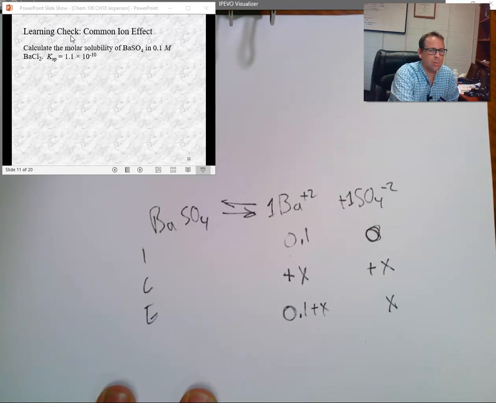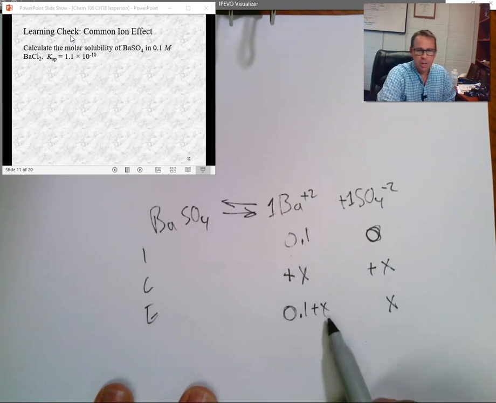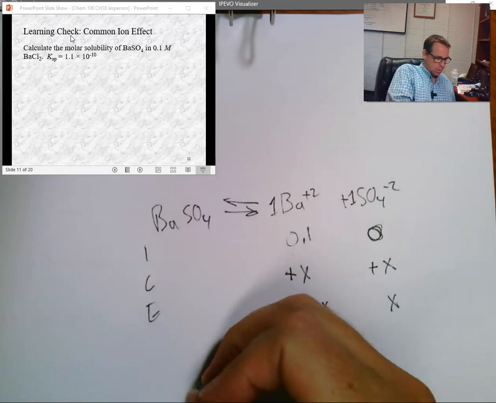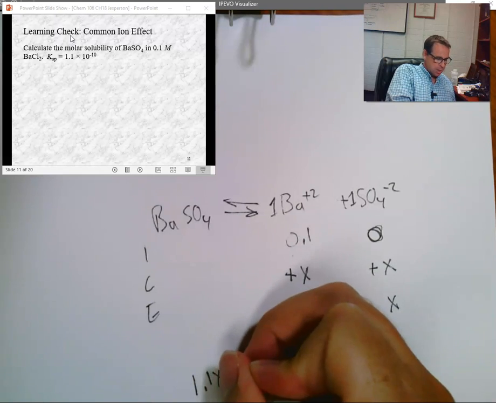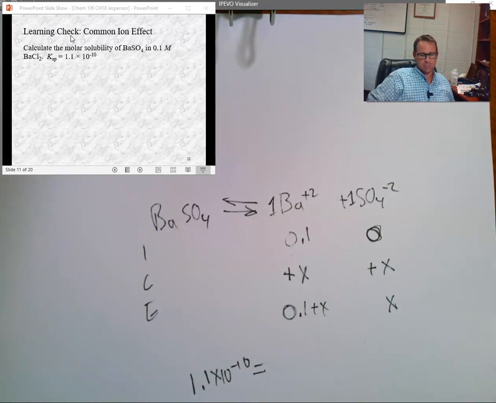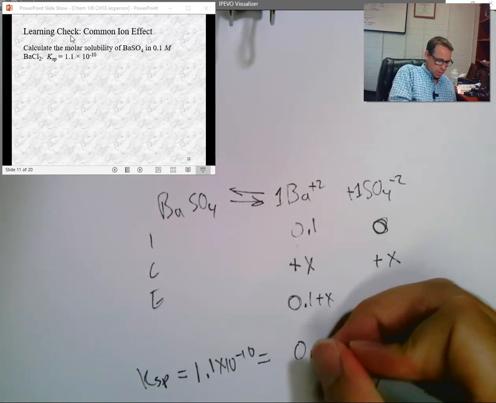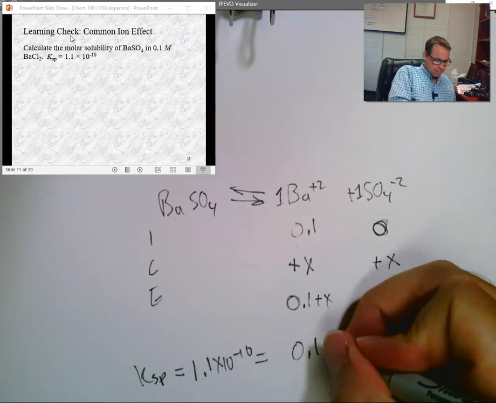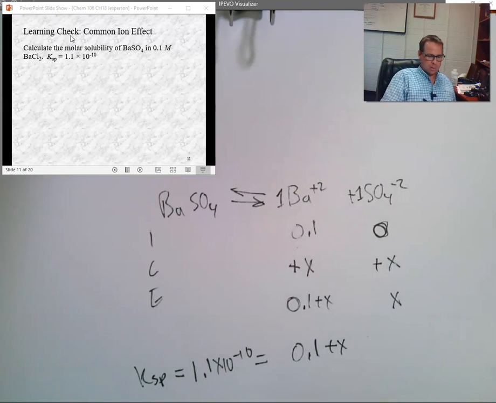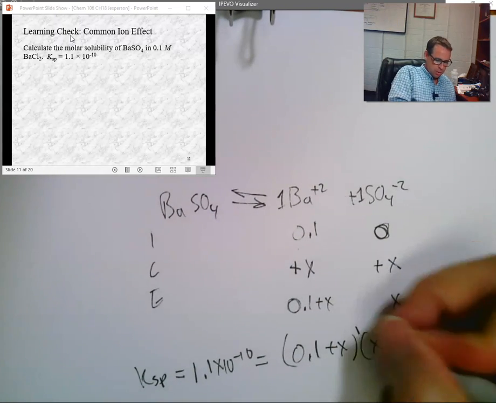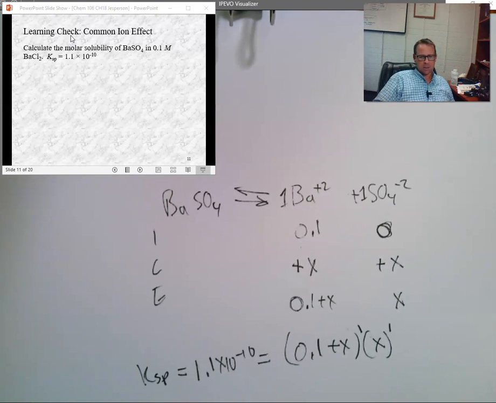And now, how can we solve for x? How do we find out what x is? What's next, Camille? Do you use the Ksp? Yeah. 1.1 times 10 to the minus 10. What do we set that equal to? 0.1 plus x, times x. And both of these are just raised to the 1 power, so that's nice.